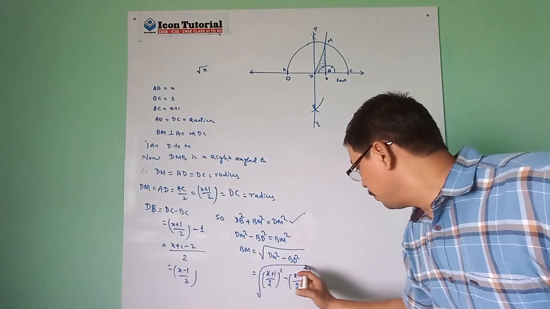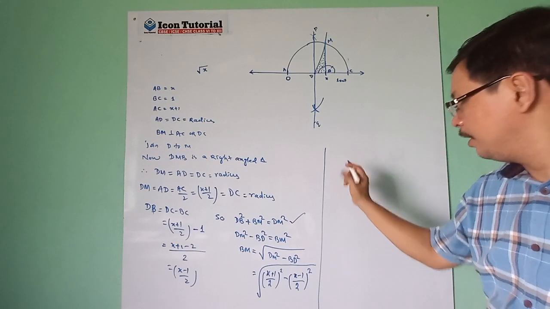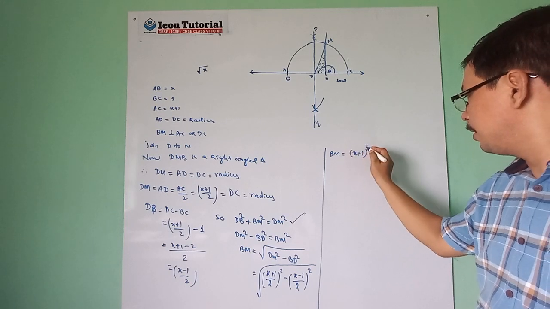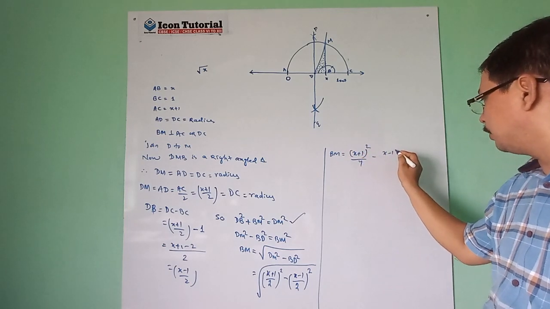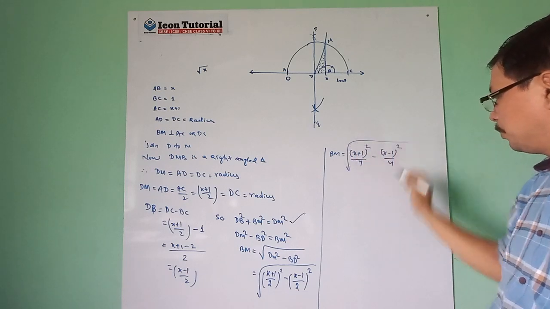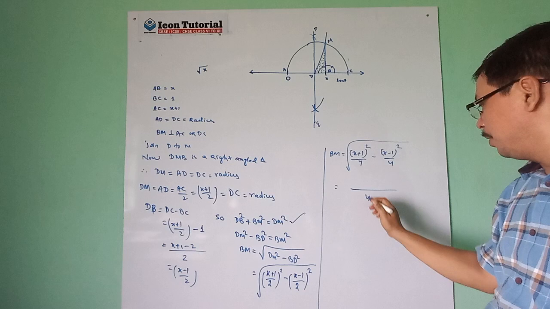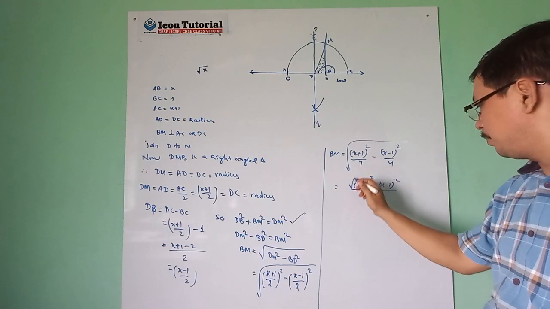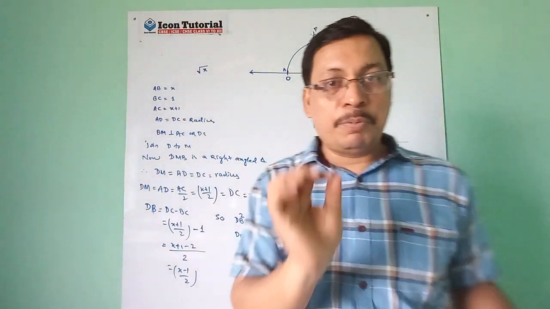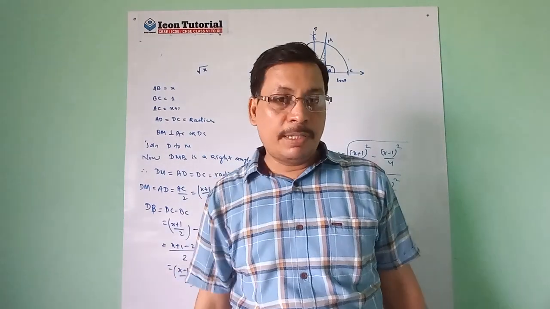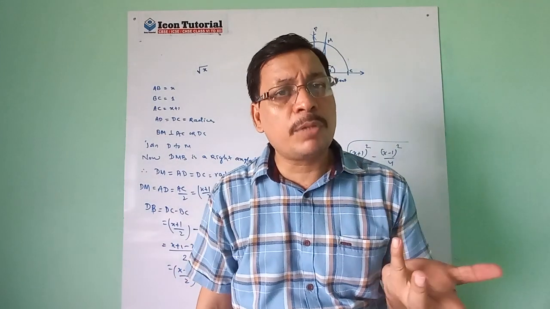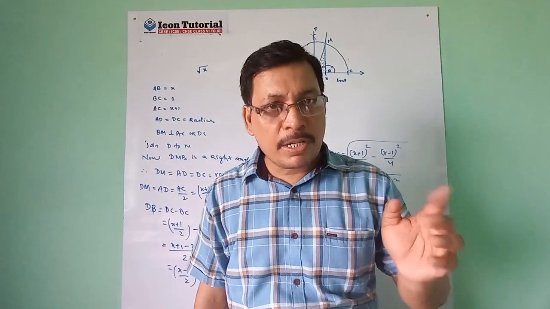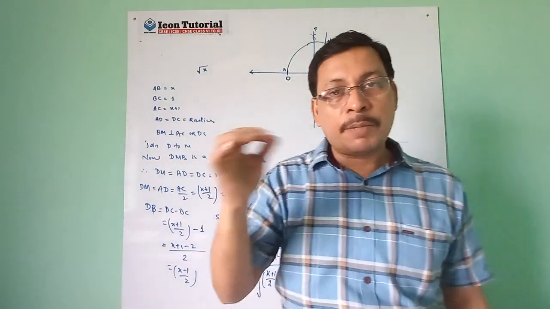Once again, I am explaining. BM is equal to the square root of (x+1) whole square by 4 minus (x-1) whole square by 4. The LCM is 4. Now, (x+1) whole square minus (x-1) whole square under the square root. There is a very simple algebraic identity: (a+b) whole square minus (a-b) whole square is 4ab.